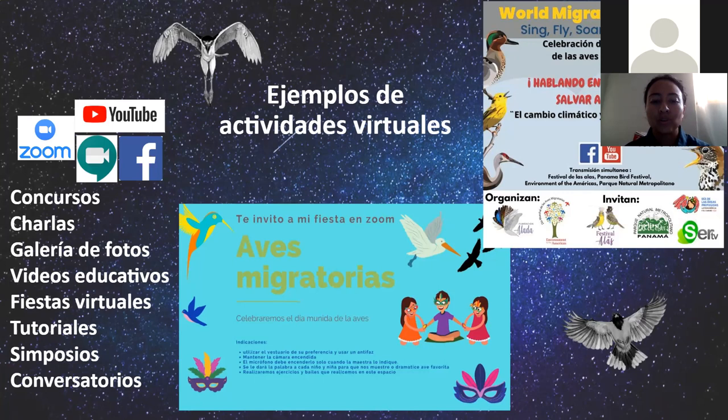Here, it's an example of how an invitation for a Zoom event might look like to have an activity with kids. On the right, we have an example of an activity that took place last year. As you can see, the theme, or rather the name of the activity, was Climate Change and Migratory Birds. And this was under the conservation theme, which was Sing, Fly, and Soar Like a Bird. Here is a format that we used for the World Migratory Bird Day of last year. And so this was an online dialogue with children, so talking to children to save the world. And then the logos of those organizing parties. Next, please.